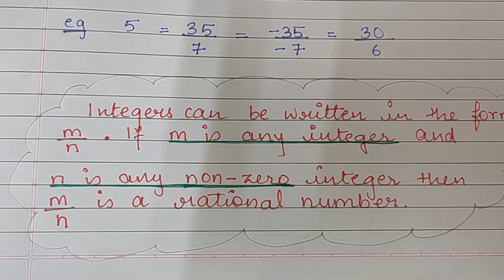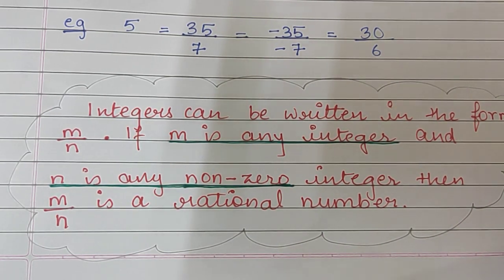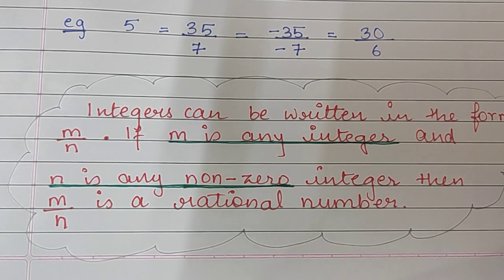Integers can be written in the form of m upon n, which is a fraction, where m, that is the numerator, is any integer and n is any non-zero integer. Non-zero means the denominator should never be 0. If the denominator is 0, then the number is not a rational number. Okay?